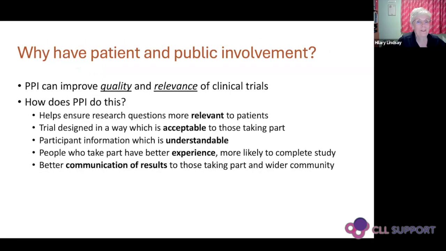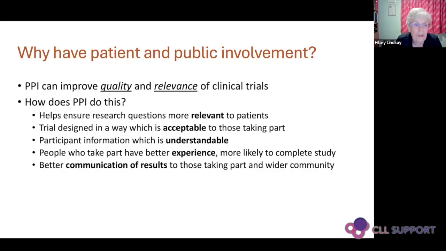So why do we have patient and public involvement? This gives me an opportunity to just very briefly advertise that next month we're actually going to run 2 whole webinars all about why we have patient and public involvement and how you can get involved in that as well if you want to. But in the meantime, I'm here to talk about STATIC.